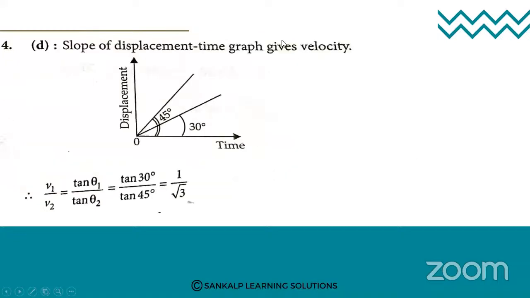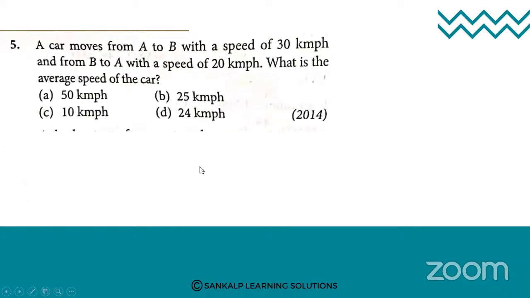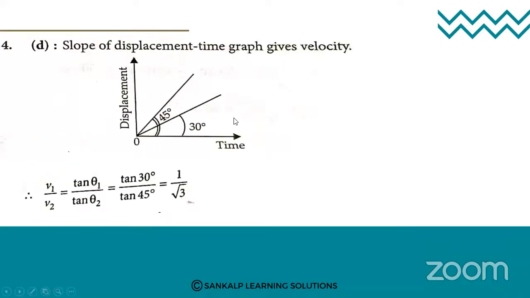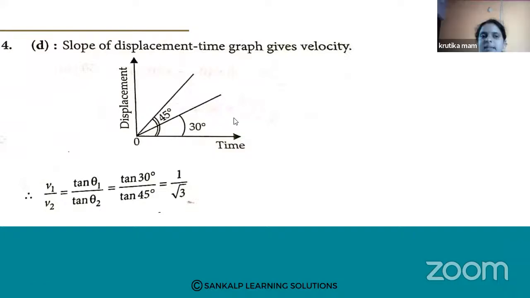So here it is a direct question, students. The ratio of the velocities: v1 is equal to tan theta 1, but v2 is equal to tan theta 2. So just take the ratio of these velocities, that is tan 30 by tan 45. That is nothing but option D is the correct answer, 1 is to root 3. Option D is the correct answer.